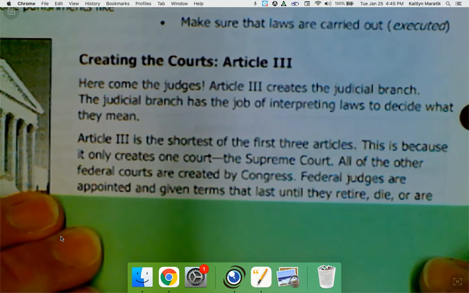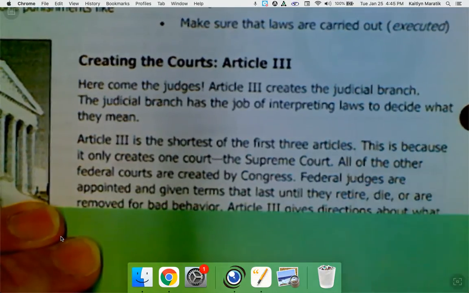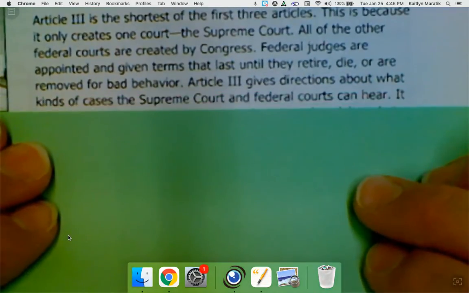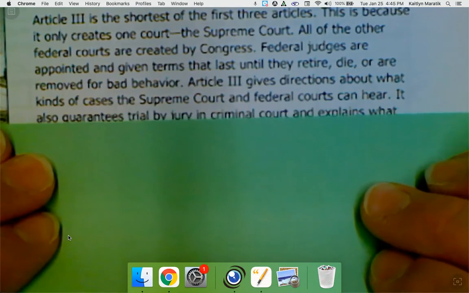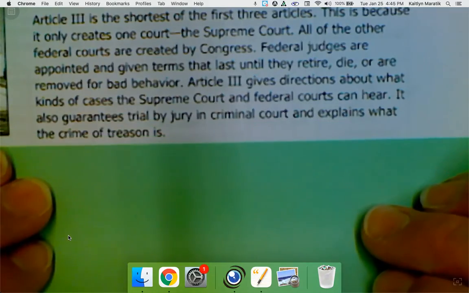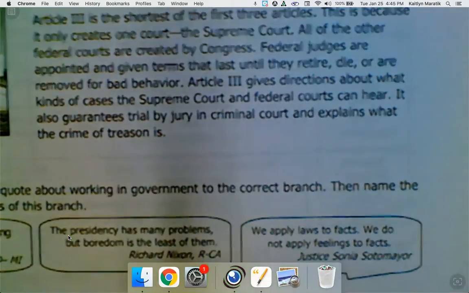Federal judges are appointed and given terms that last until they retire, die, or are removed for bad behavior. Article 3 gives directions about what kinds of cases the Supreme Court and federal courts can hear. It also guarantees trial by jury in criminal court and explains what the crime of treason is.